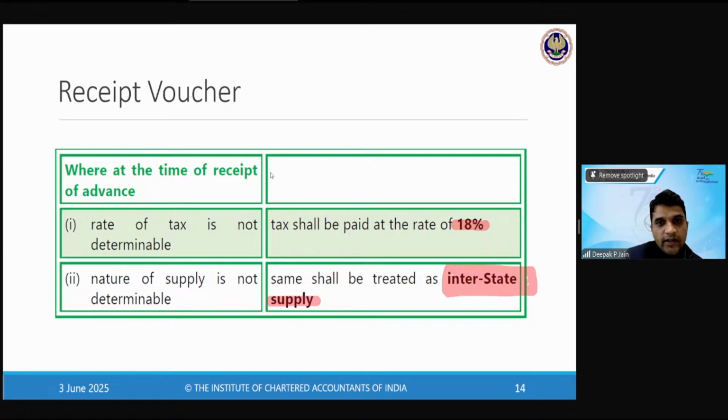Nidhi, need guidance on illustration 2. Okay, can you just tell me the page number?